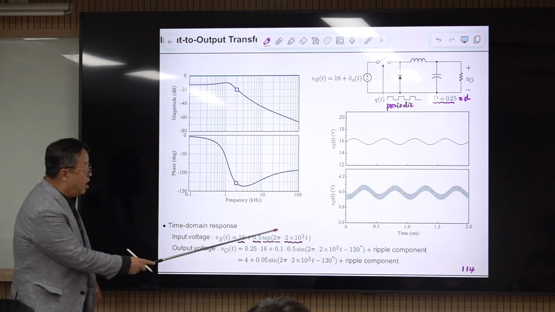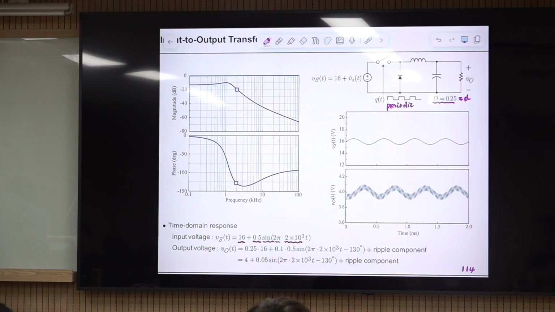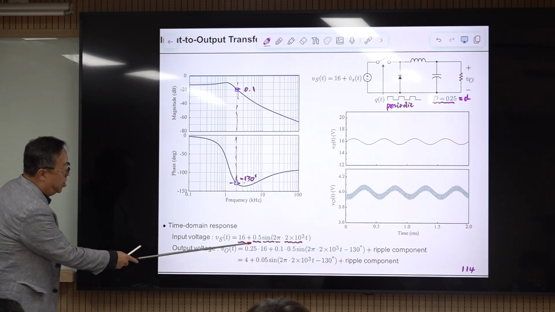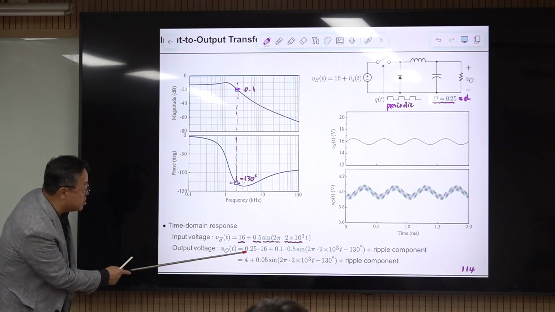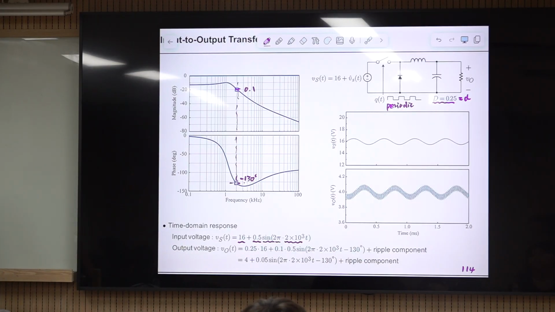Then you need to take a look at this frequency. At this frequency, the magnitude is minus 20 dB, which is 0.1. Phase is, assume this is minus 130 degrees, or something else, but consider this. Then what is the output voltage? The DC input voltage will generate an output voltage regardless of this curve. This is the input DC voltage, and that is the steady state duty ratio. So with this, you have 4.